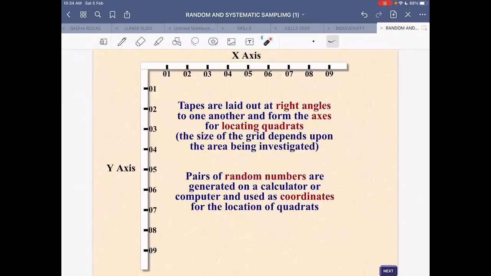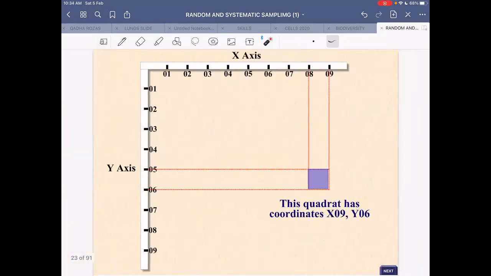For example, कि random number generator से आपने pairs of numbers निकाले, और उन pairs of numbers से आपने coordinates निकाले, and coordinates will give you an idea about where you are going to locate your quadrats. अच्छा, उस random number generator ने मुझे दो numbers दिए 9 and 6. तो 9 मैं use कर लेती हूँ अपने x axis के लिए, and number 6 I'm using for my y axis.